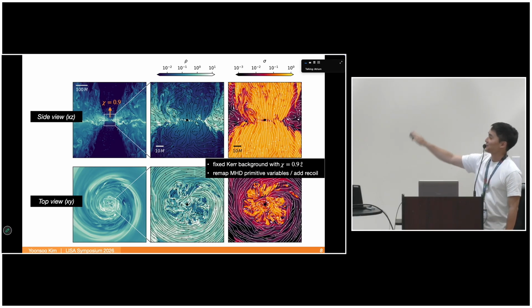And this is a side view and top view of the initial data ported into our simulation code. We put the spinning black hole at the center, rescale all the variables properly, and shoot the black hole in different directions.